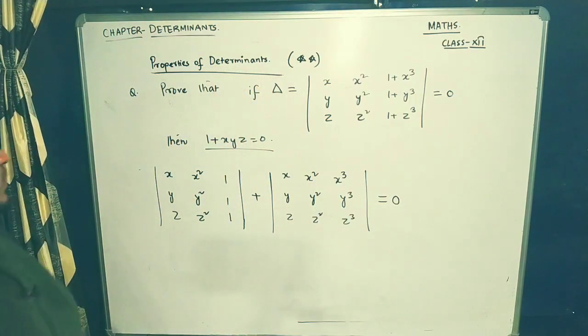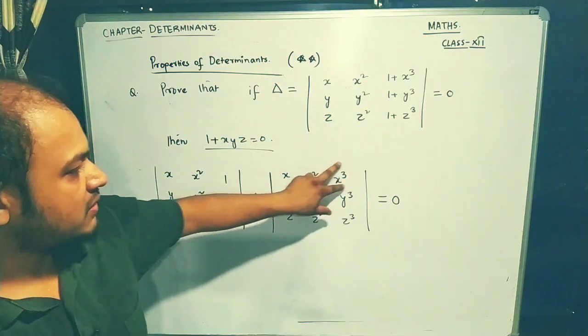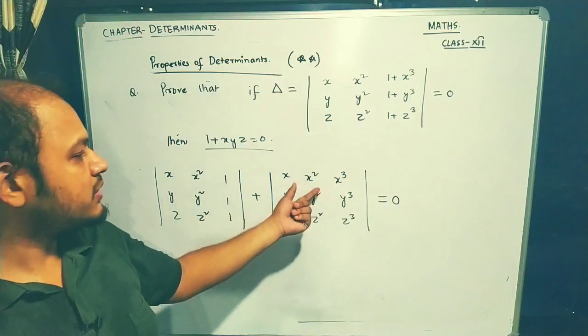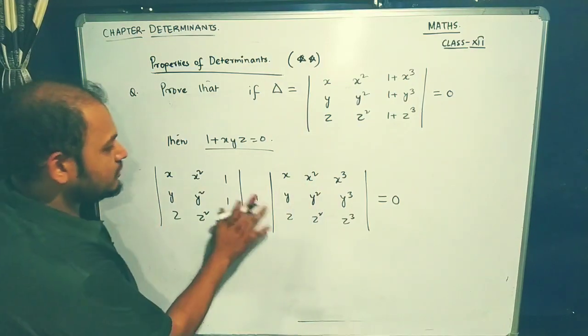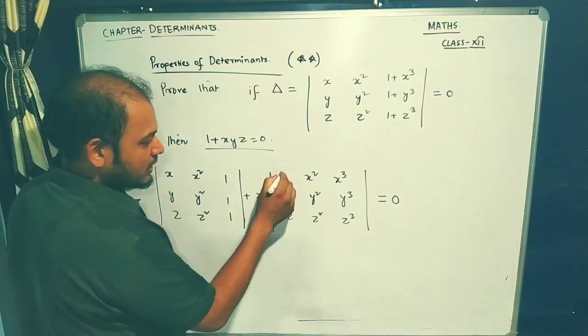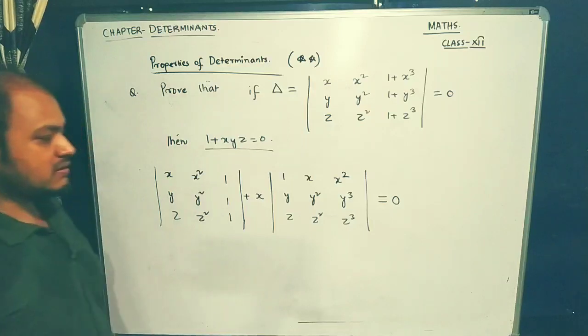Now take a very good look at this determinant. Can you see that in this entire row x is the common factor? See, here you have x into x, you have x into x into x. So can you take x as common? Can you take x common here? So if you bring x in here, this becomes 1, this becomes x, and this becomes x square, right?